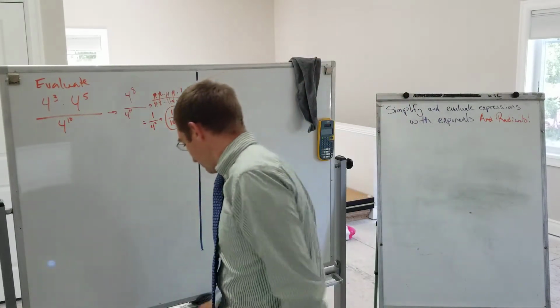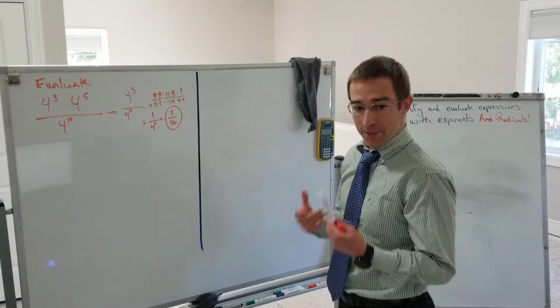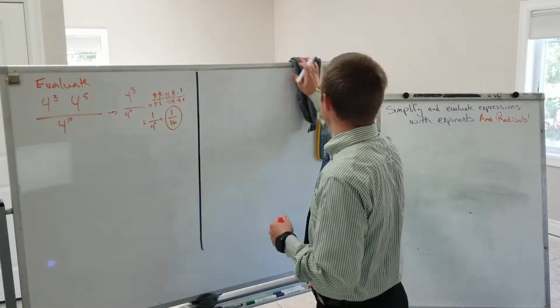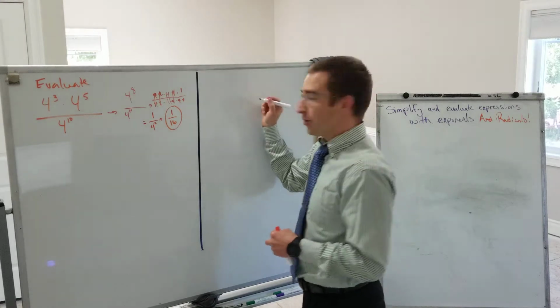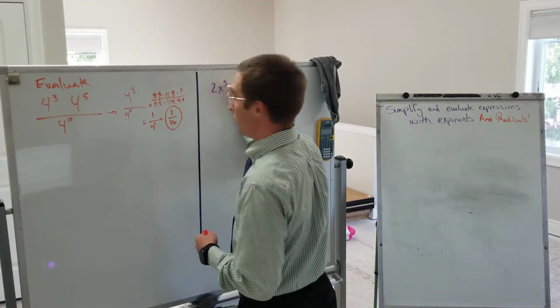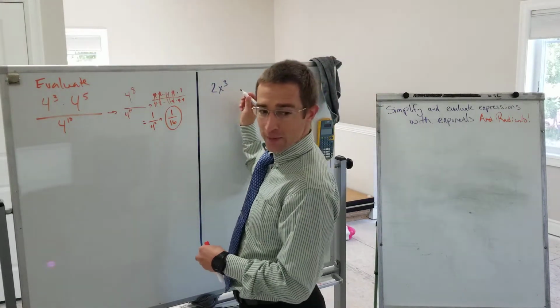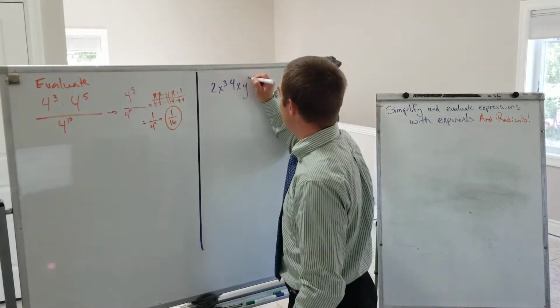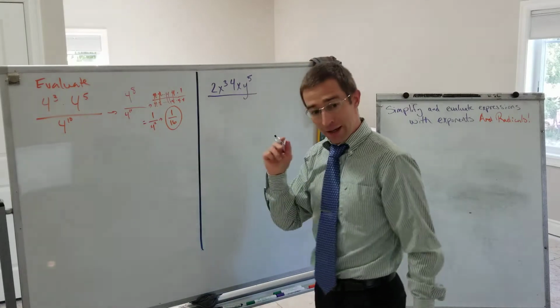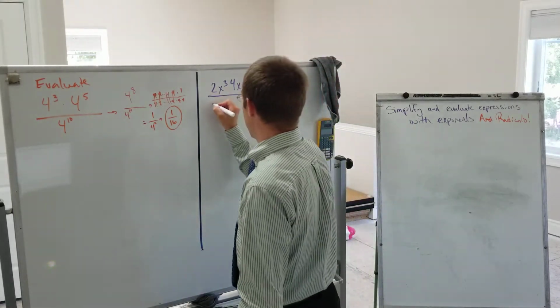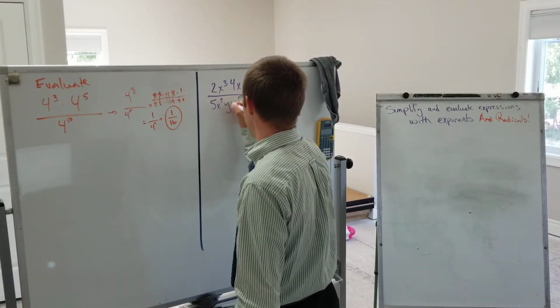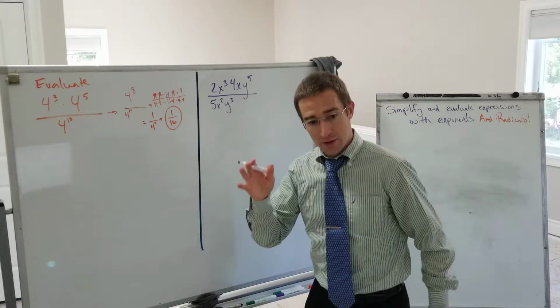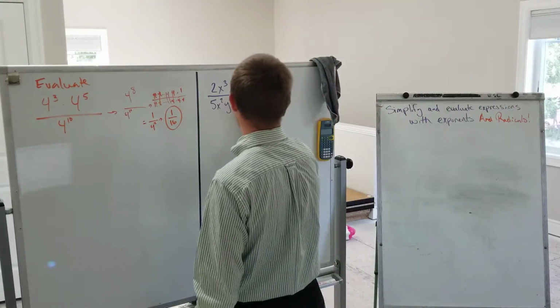Cool. Let's do another example. This time it's a little bit more complicated. We've got 2x to the third, times 4x y to the 5th, divided by 5x squared y to the third, times 2x to the negative 4th.